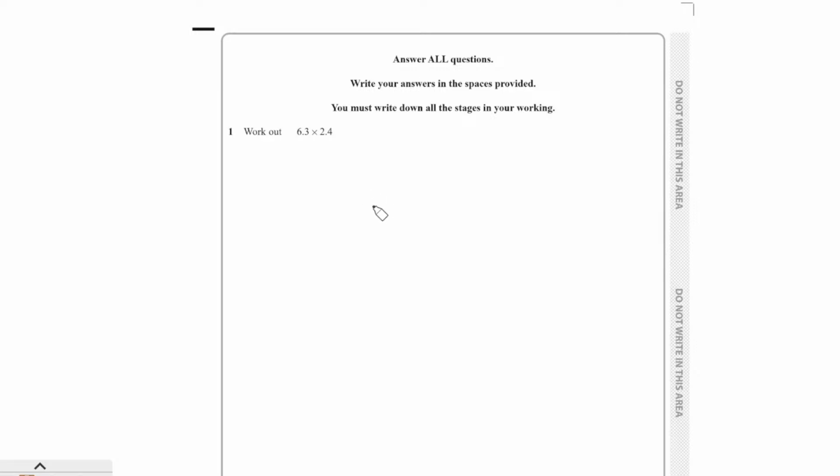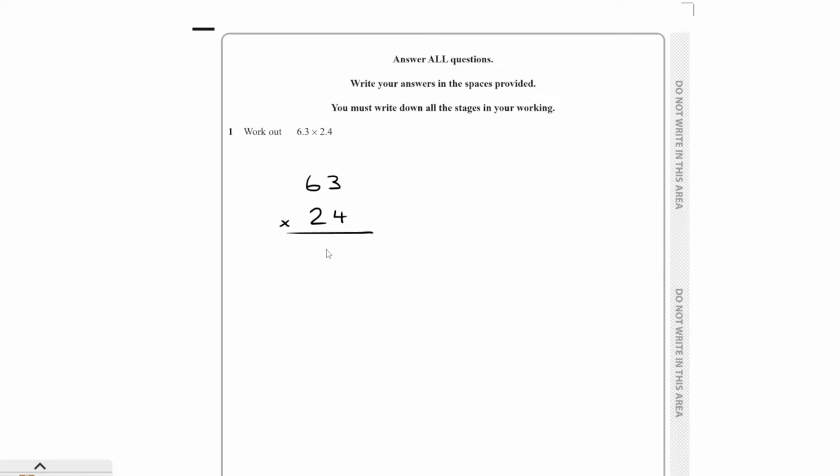We need to work out 6.3 times 2.4. So obviously there's different ways to do it. The way that I like to do it is just make them both whole numbers. So in this case, you see how I'd multiply them both by 10. So I'd make it like 63 multiplied by 24. And then I like to use column multiplication personally. And then at the end, we'll put the decimal back in the scale to make sure it's right.